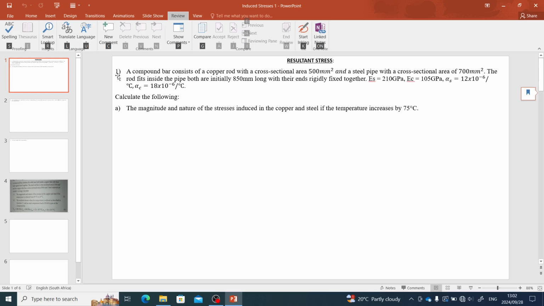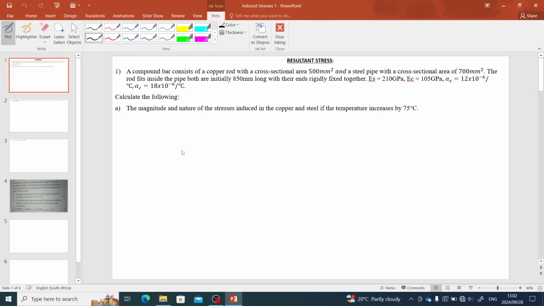We are given a compound bar that consists of a rod with a cross-sectional area. We are given the copper and its cross-sectional area, it is 500. It's a solid one, right? Then we are given the steel pipe with the cross-sectional area, it is 700. The rod fits inside the pipe. Both are initially the same length, L1 equals L2, with their ends rigidly fixed together.